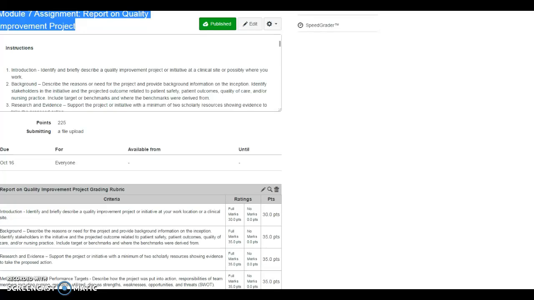So first of all, and probably one of the hardest things you're going to be doing is identifying where you are going to do this project or initiative. And if you are presently working in a healthcare situation, you may use that site. If you can go back to a previous clinical site that you had in your nursing education, that would be great. If you could find someone to interview there, that would be a good idea.